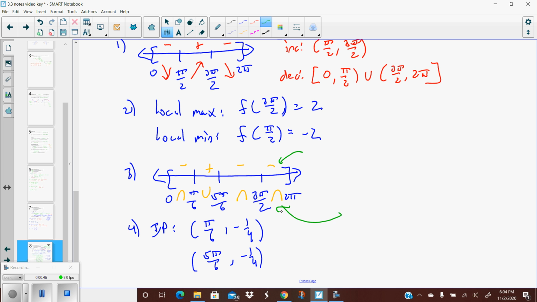So at 3 pi halves, there is no change of concavity. So 3 pi halves does not end up giving us a critical point for the second derivative. So there's no inflection point there, just an inflection point at pi 6 and at 5 pi 6.